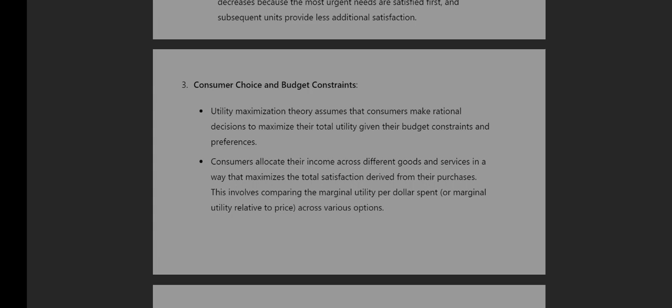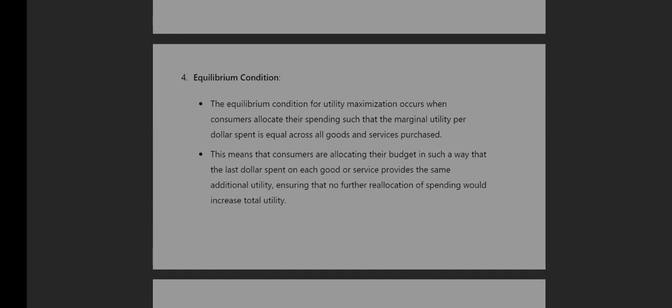Consumer choice and budget constraints. Utility maximization theory assumes that consumers make rational decisions to maximize their total utility given their budget constraints and preferences. Consumers allocate their income across different goods and services in a way that maximizes the total satisfaction derived from their purchases. This involves comparing the marginal utility per dollar spent, or marginal utility relative to price, across various options. Equilibrium condition.